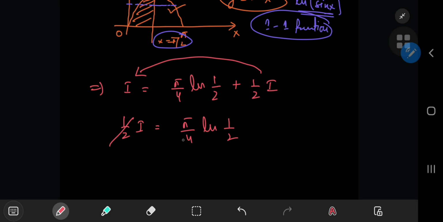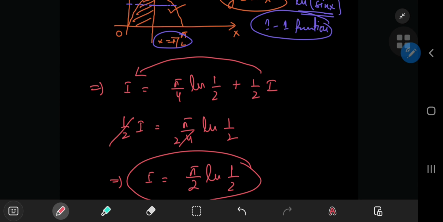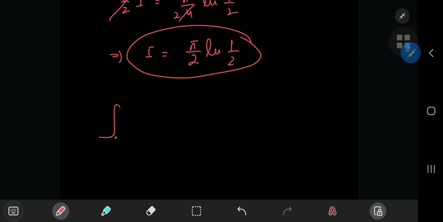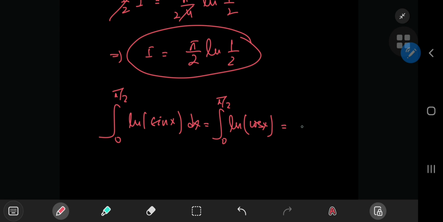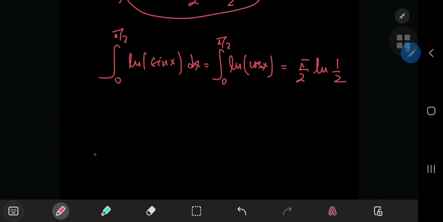And you can cancel out these factors, and what you get is I equal to pi by 2 times the natural log of 1 by 2. Now that we know that the integral from 0 to pi by 2 of the natural log of sine x equals the integral from 0 to pi by 2 of the natural log of the cosine of x, and this equals pi by 2 times the natural log of 1 by 2, we are now in a position to tackle that integral from the Berkeley Math Tournament.